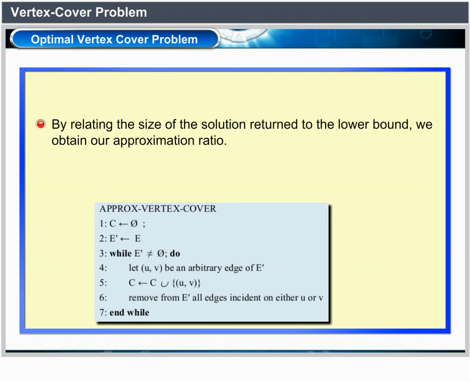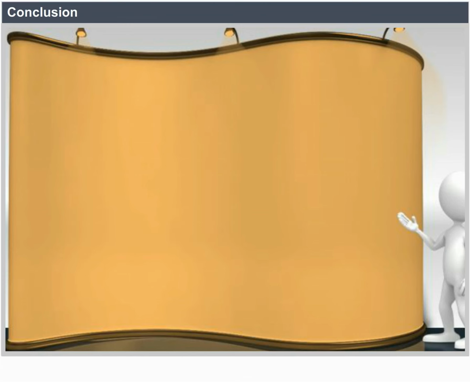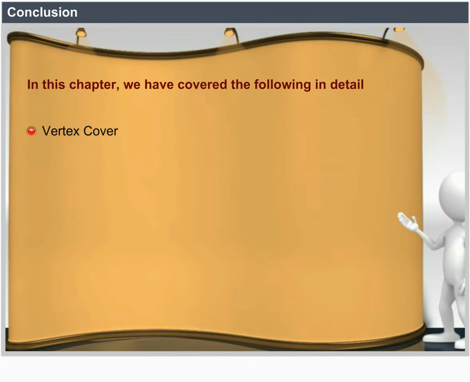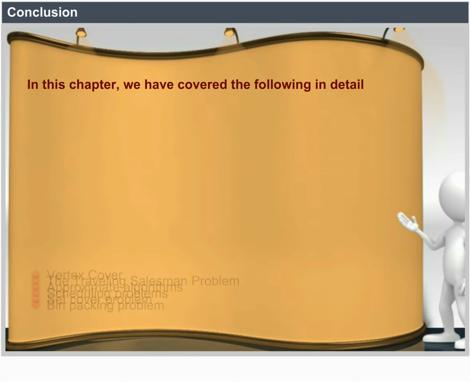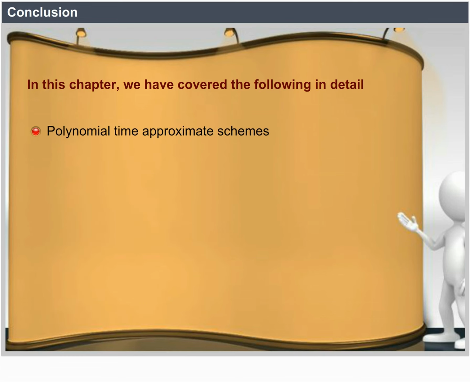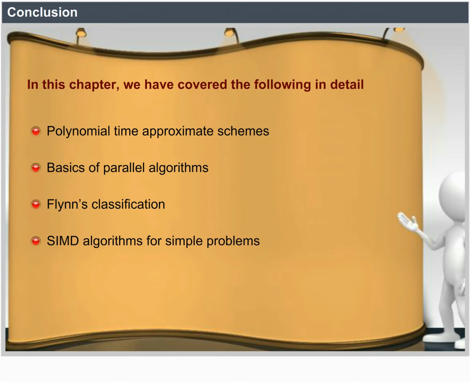Conclusion: in this chapter, we have covered the following in detail: vertex cover, the traveling salesman problem, approximation algorithms, scheduling problems, set cover problem, bin packing problem, polynomial time approximation schemes, basics of parallel algorithms, Flynn's classification, SIMD algorithms for simple problems, list ranking, basics of randomized algorithms, GCD algorithm.